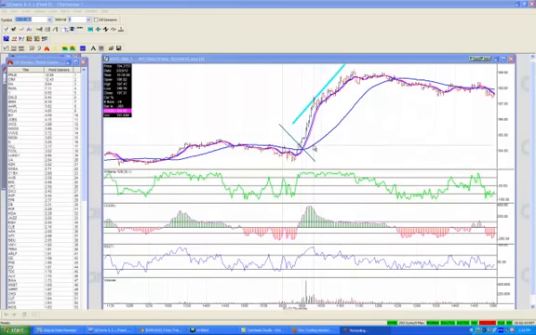This is the 50-period simple moving average. Nothing special there. It just gives you an overall visual aid. This is the commodity channel index set at 50 periods. When it is above 100, we consider it to be trending.